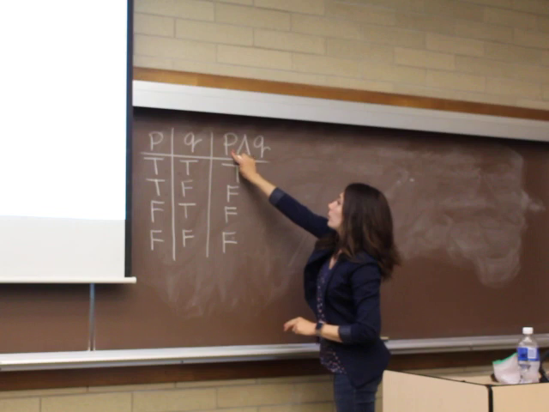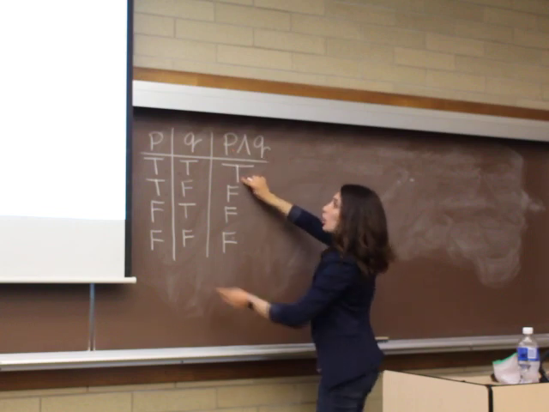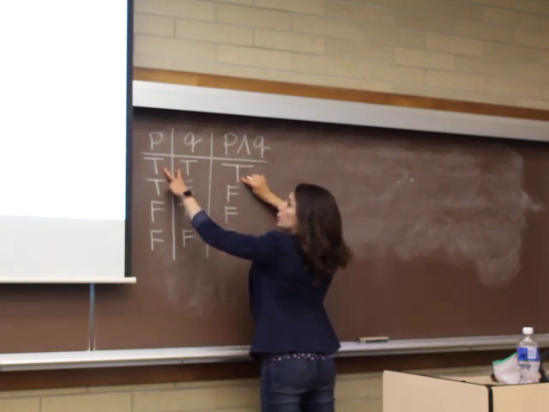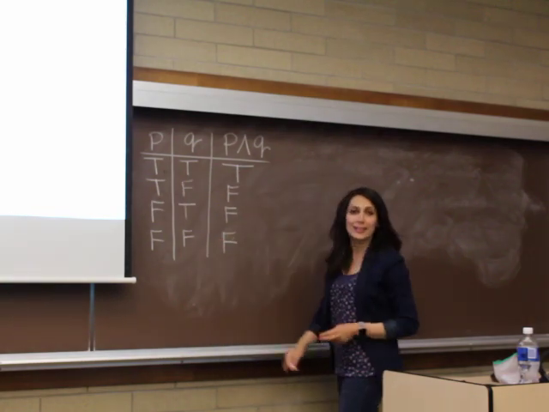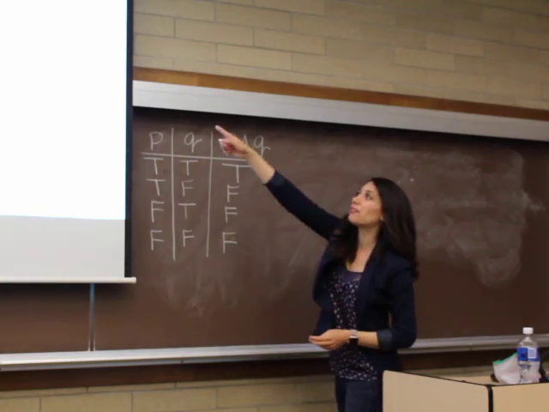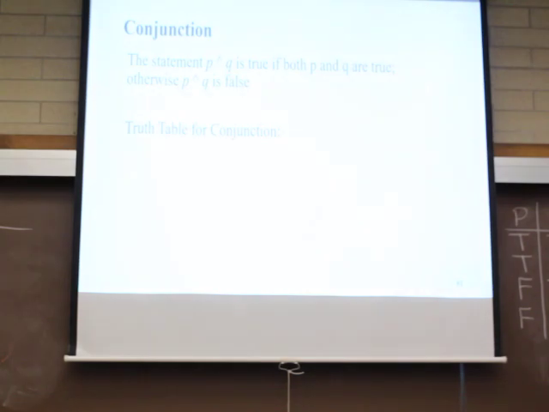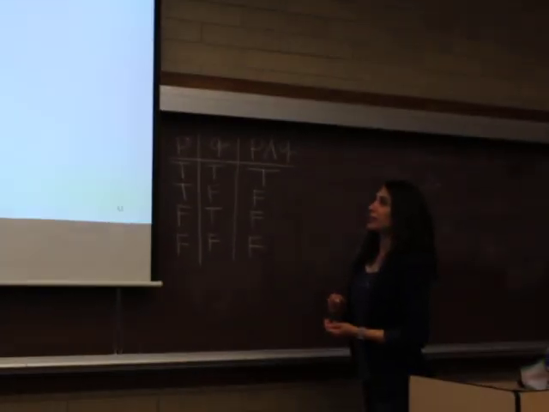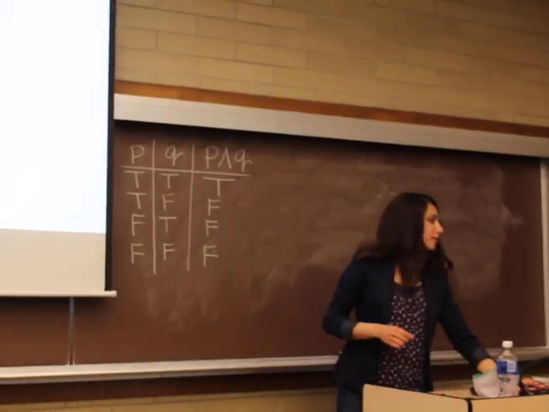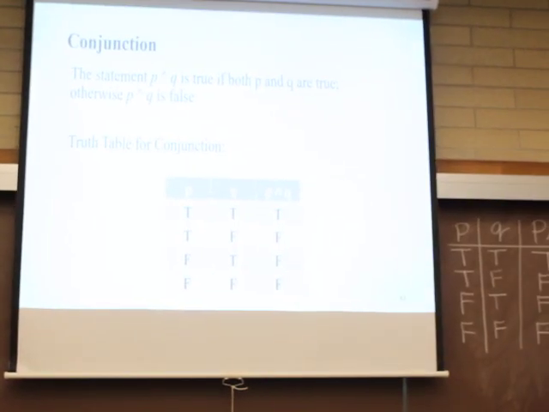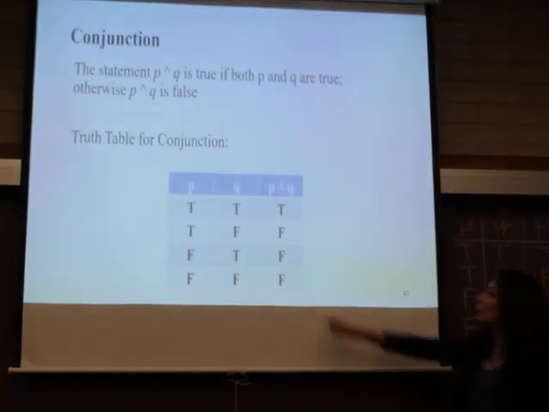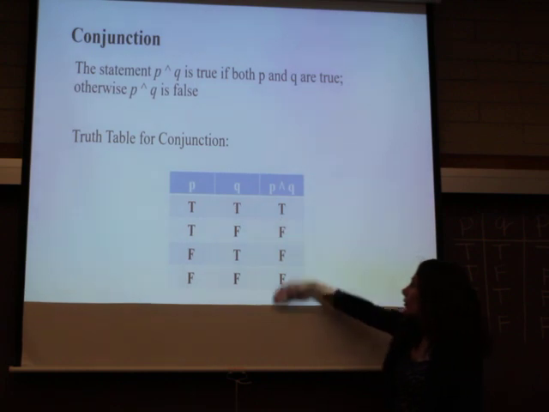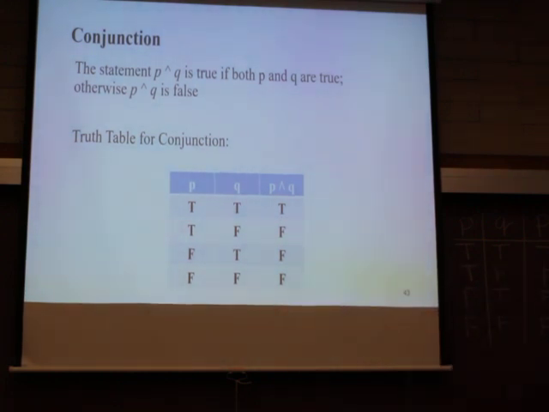See? So the statement P and Q is true when both the statements P and Q are true. Otherwise, it's false. So that's a big part of that important statement that we wrote on the blackboard, right? I'm showing that in a truth table. So this is the truth table for conjunction, for and. P and Q is true when both P and Q are true. Otherwise, it's false.